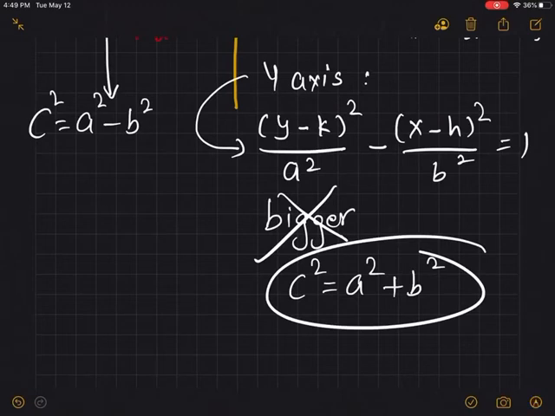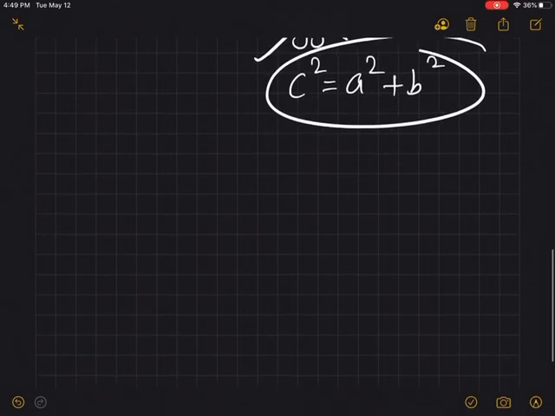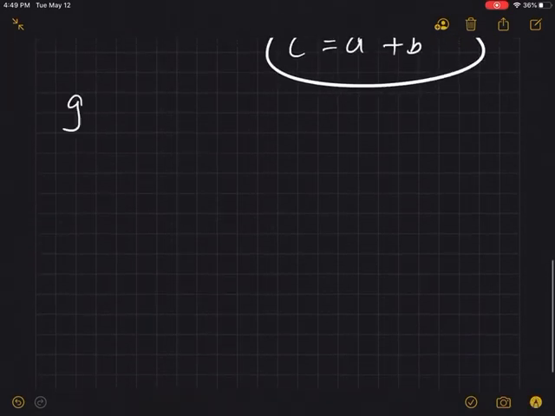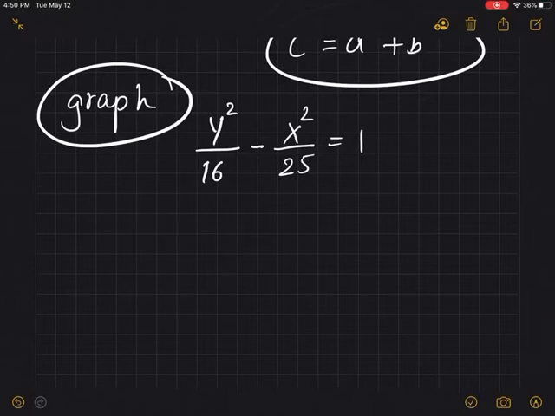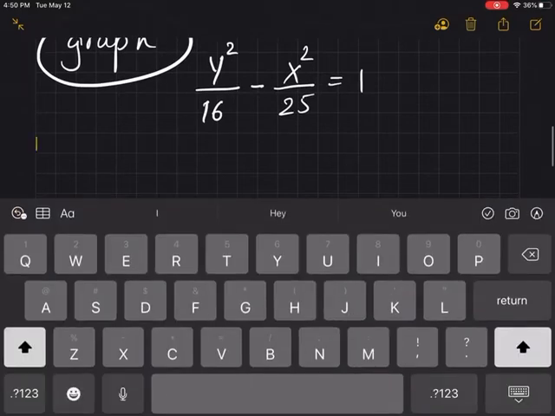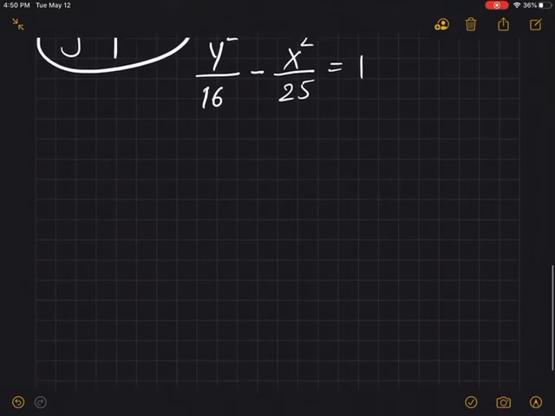So today, I'm just going to show you the graphing part. So how do we graph hyperbola? Let's start off with the first example. I have y squared over 16 minus x squared over 25, and it's equal to 1. First thing, I see y comes first. So it means the hyperbola, or those parabolas, would be on the y-axis. So how do we graph? Let's start off with plotting the x and y-axis.